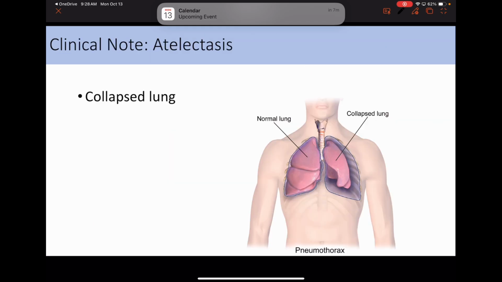A collapsed lung can happen when those pressure differences go out of whack, and we'll talk about that. The correct term for a collapsed lung is atelectasis, so make sure that's what you call it going forward. There are a couple of reasons why a collapsed lung may occur. One is if a bronchiole becomes plugged and air isn't allowed to move in and out of the lungs.